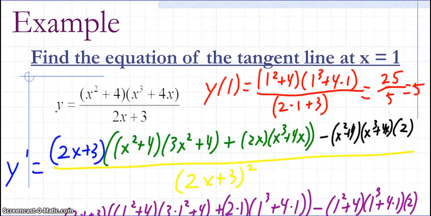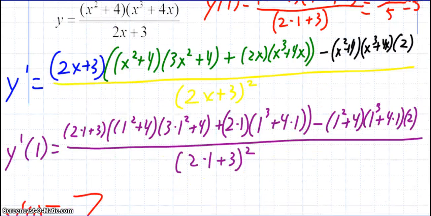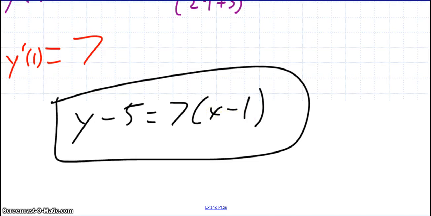Now, how do I come about that? Well, first I figured out what is y of 1. So I plug in 1 to the original function, and that's how I got 5. So that's how I know I was working with the point 1, 5. So that's where the 1 and the 5 came from in the equation of my tangent line.